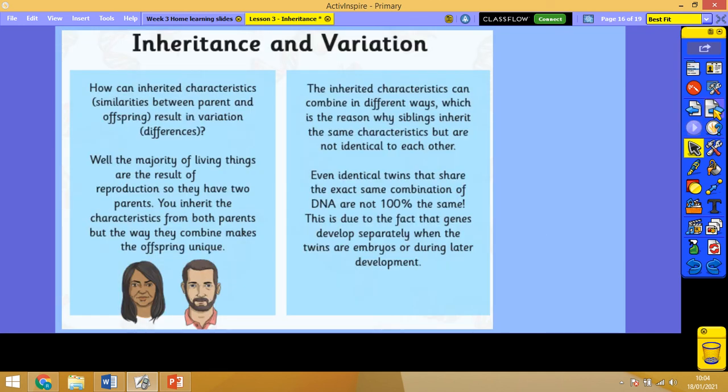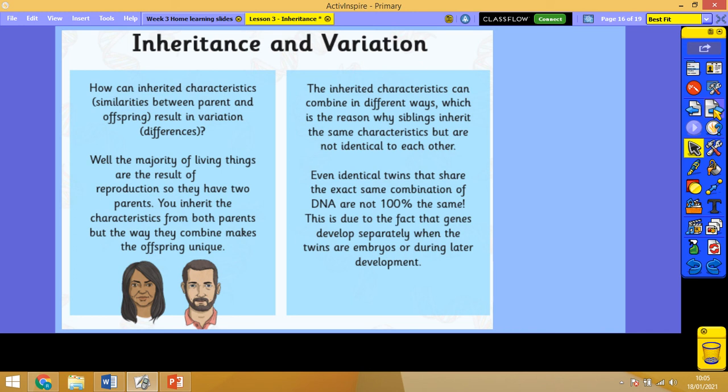So, inheritance and variation. Inherited characteristics are similarities between parents and offspring, and that results in differences. Okay, and that's called variation. So the majority of living things are the result of reproduction, so they have two parents, and you inherit characteristics from both parents, but the way they combine makes the offspring unique, so always different. The inherited characteristics can combine in different ways, which is the reason why siblings inherit the same characteristics, but they are not identical.